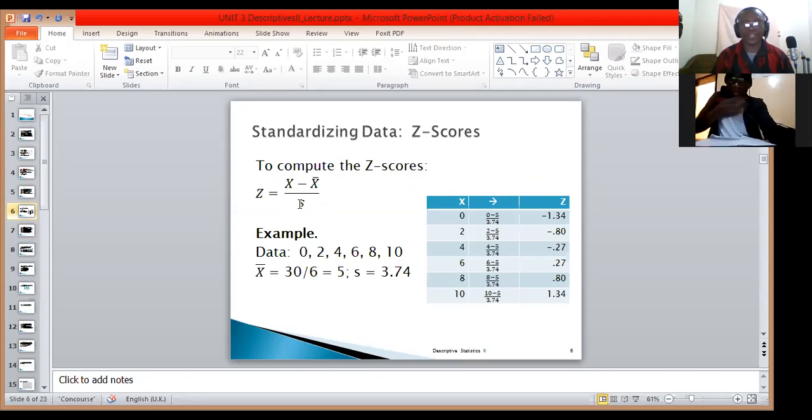If we are given this data, 0, 2, 4, 6, 8, 10, this is our data. Most of the time, when we are dealing with standardizing data, the mean is already calculated for you. They added all these and got 30. With 6 measurements in the sample, we find our mean as 5. The standard deviation is already calculated for you, 3.74.